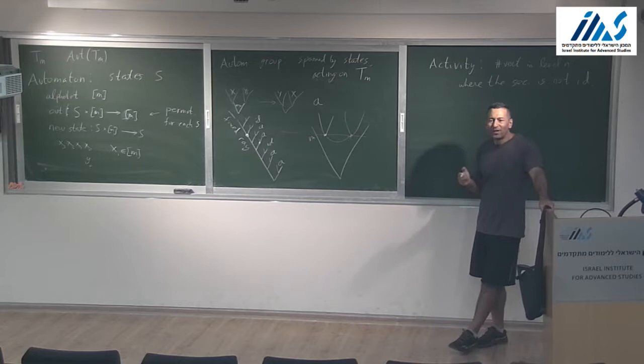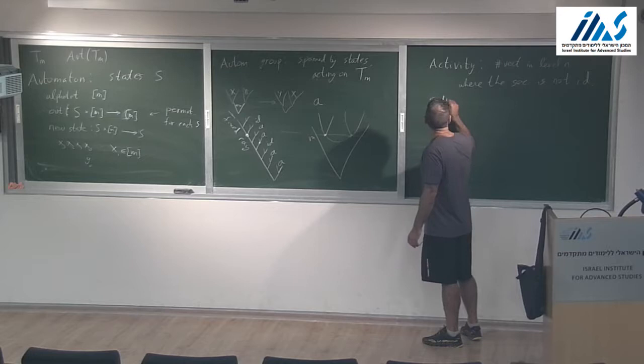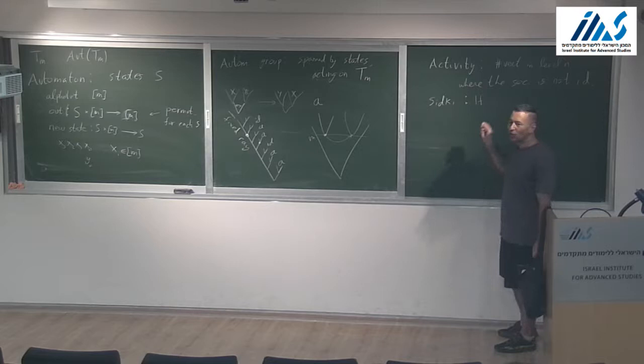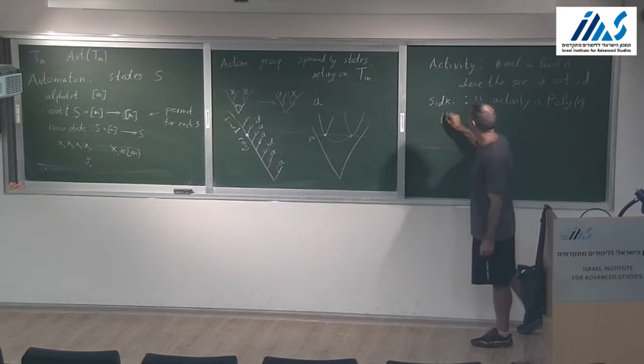There is a basic heuristic which goes back to Sidki. Maybe even before, I don't know, but there is certainly a theorem of Sidki from 2000, which says that if you have an automaton with a polynomial activity, so if the activity is a polynomial in N, then there is no free subgroup.